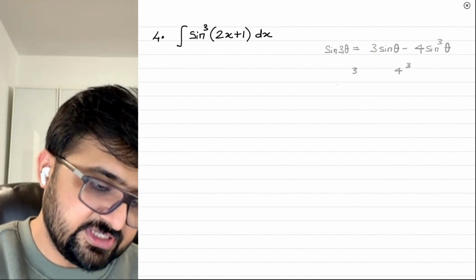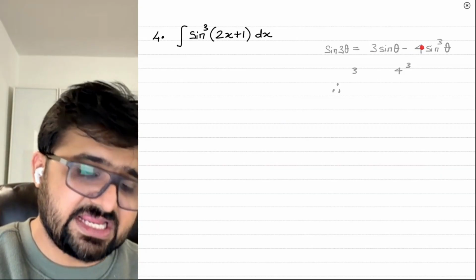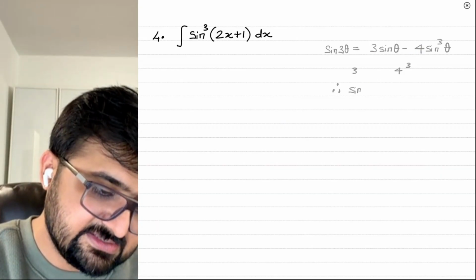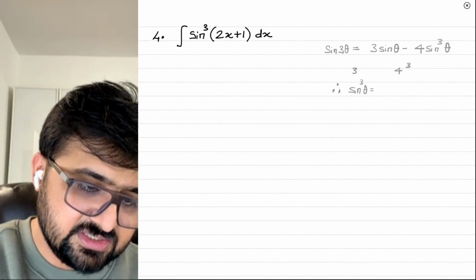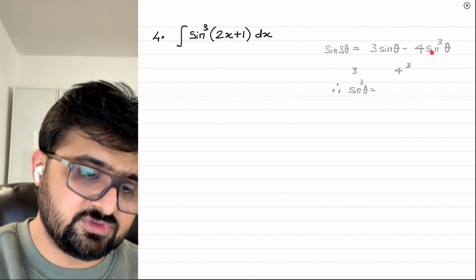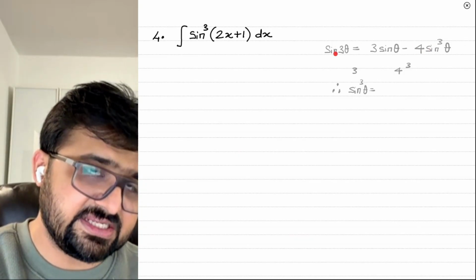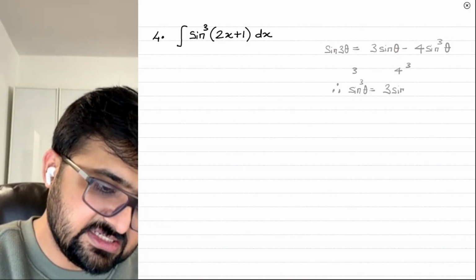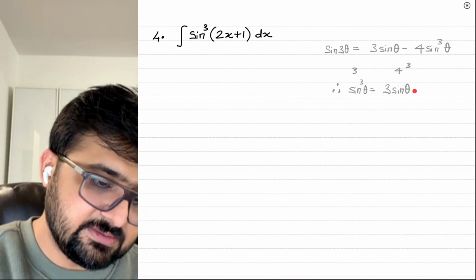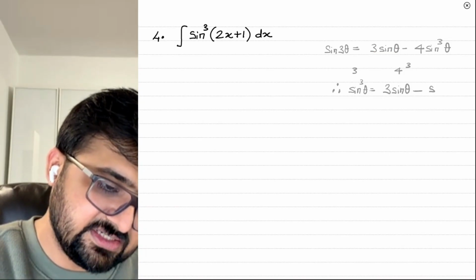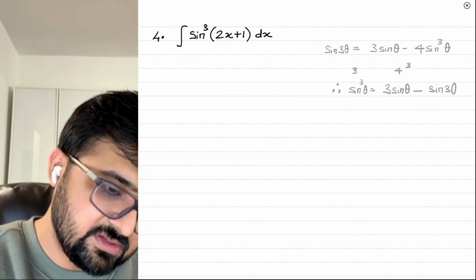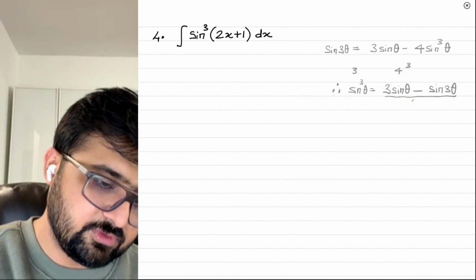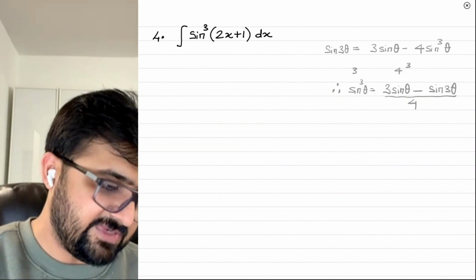Therefore from this equation we can calculate sine cube theta. Take that 4 sine cube theta on the left hand side and take sine 3 theta on the right hand side. So you get 3 sine theta minus sine 3 theta, and divide by 4. Now apply this formula over here.